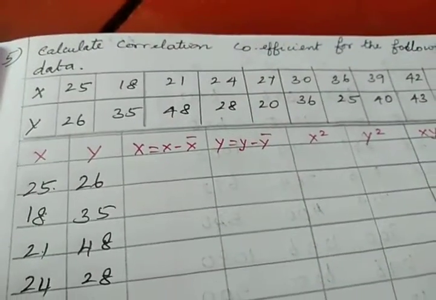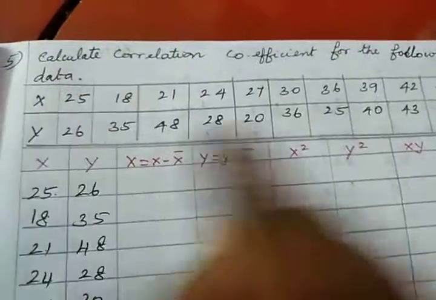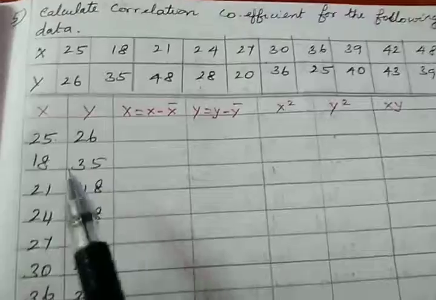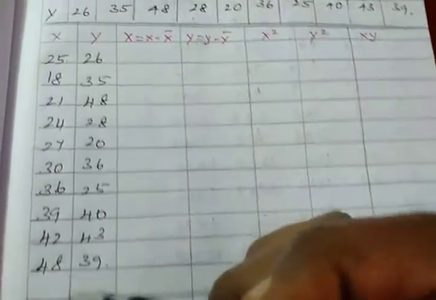In this video, we'll see sum number 5 in exercise number 9.1. Calculate the correlation coefficient for the following data. So, x and y data are given. I have created columns and written x and y data vertically like this.